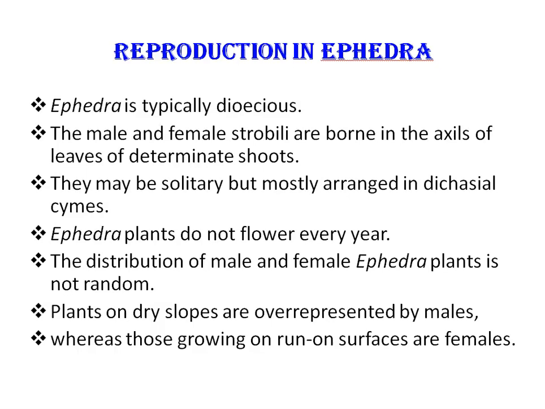The distribution of male and female Ephedra plants is not random. Individuals on dry slopes are overrepresented by males, whereas those growing on run-on surfaces are four times as likely to be females as males.